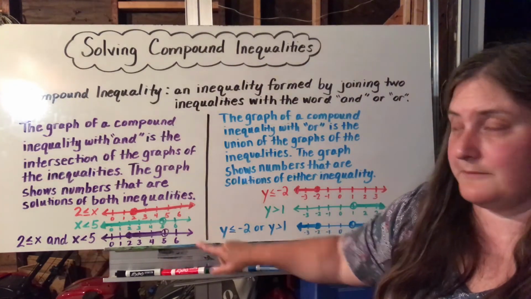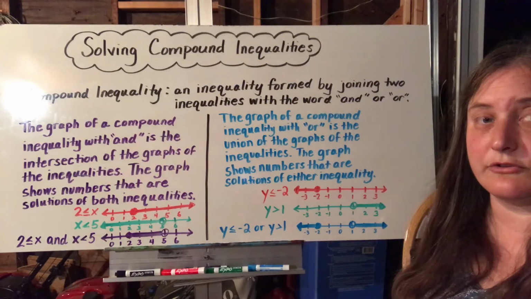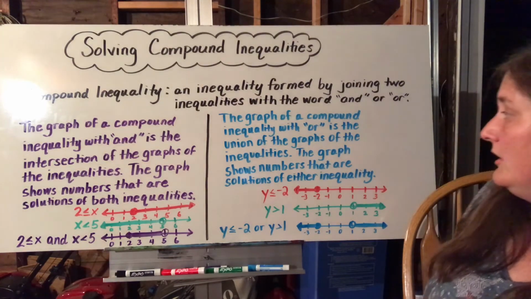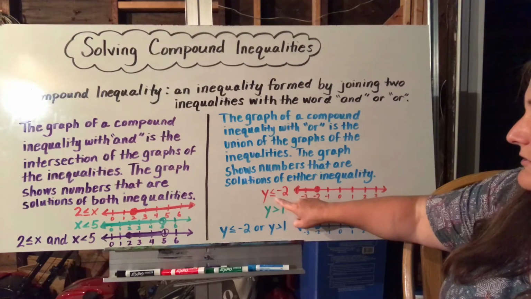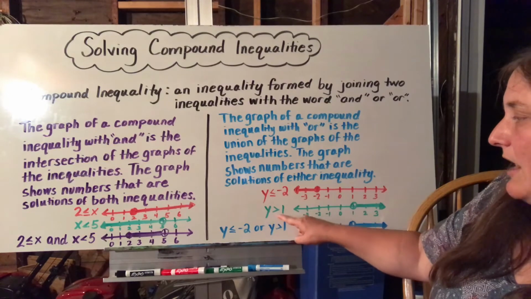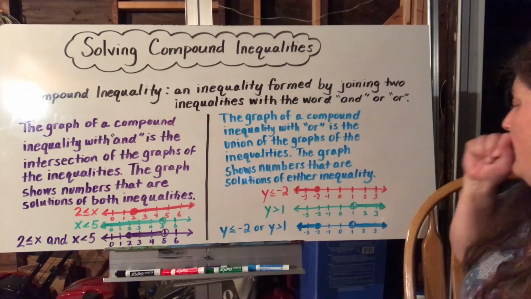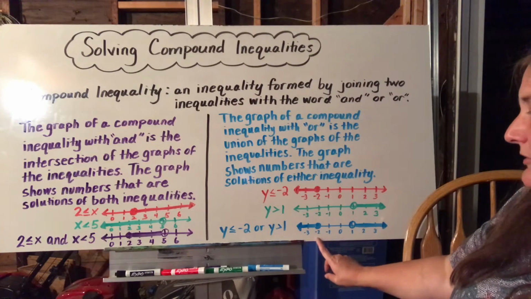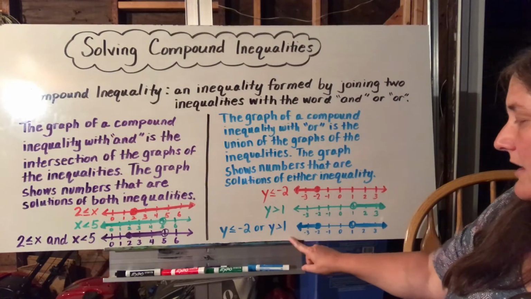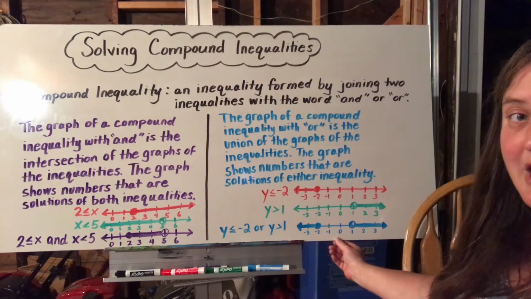Now if we use the word or, it's called a union. So our answer is going to be a solution of one inequality or the other. So here we have y is less than or equal to -2. So y could be -2 or anything less, and y is greater than 1. So it can't be 1, but it could be anything greater than 1. And if I look at my compound inequality where I have y is less than or equal to -2 or y is greater than 1, I see that actually both solutions for these inequalities are graphed on this one.